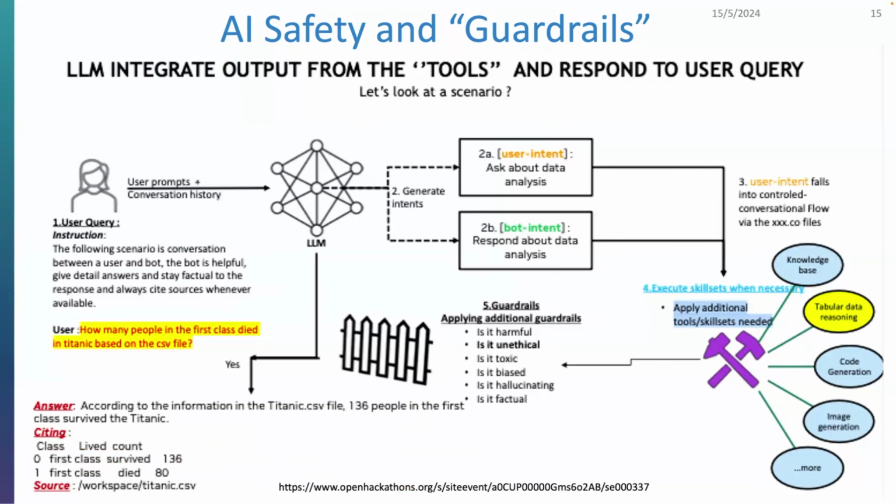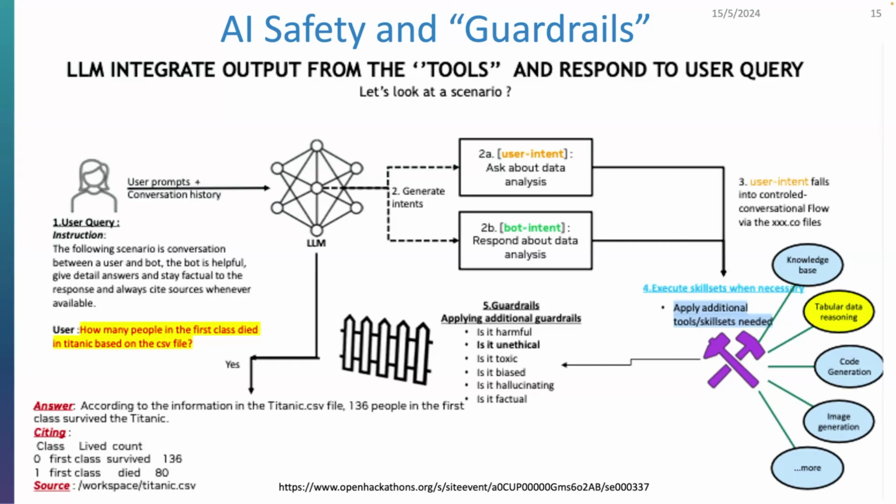Now, a slightly different example, just to sort of drive it home. Following is this scenario between a user and a bot. The bot is helpful, gives detailed answers, stays factual, and always cites sources whenever available. Question is, how many people in the first class died in the Titanic based on the CSV file? So it's passing in a CSV file. Already we had called the tool to have a look at that data.